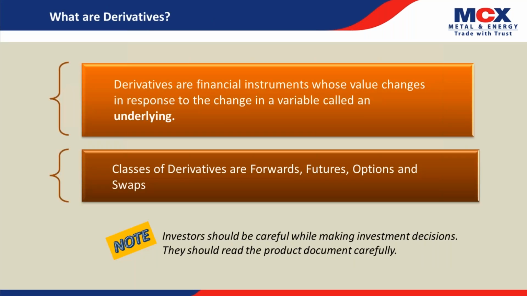What are derivatives? Derivatives are financial instruments whose value changes in response to a change in a variable called an underlying, which means that it's an instrument you will price based on what is happening to the price of an underlying. The underlying is generally the physical or the spot price. However, it can also be a futures instrument. For the time being, derivatives are financial instruments whose value changes in response to a change in a variable called an underlying. And the classes of derivatives are forwards, futures, options, and swaps.